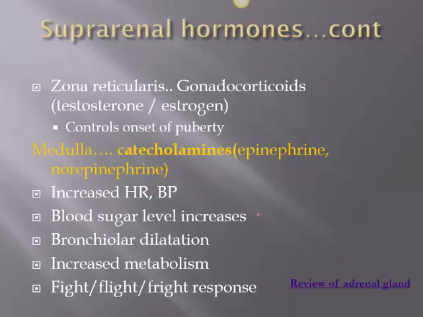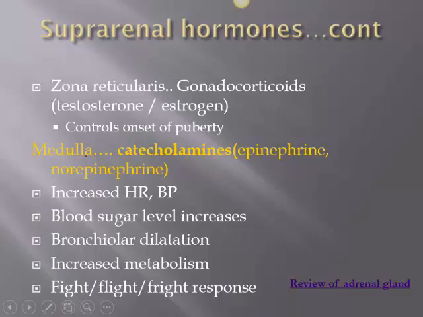Okay, let's look at the next zone, which is zona reticularis, produces gonadocorticoids, testosterone and estrogen. In fact, in females after menopause, the zona reticularis is the only area which is producing your hormones, estrogen. These are not under control of that ACTH-CRH loop. They control onset of puberty, and when we do the reproductive system, we look at what the functions of testosterone and estrogen are at that time. I mean, testosterone mainly for male reproductive and estrogen for the female reproductive. So we look at that at that time.